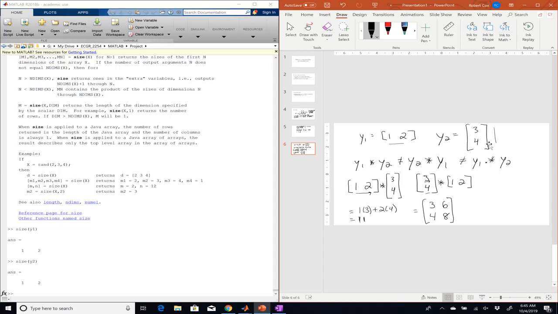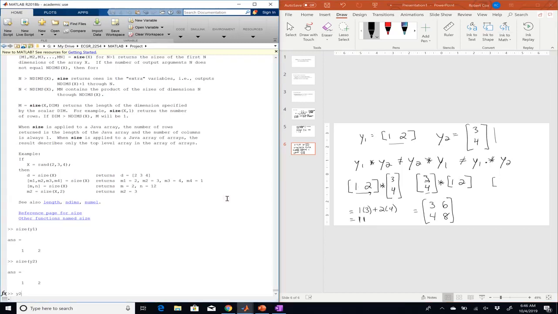All right? What you wanted to have happen was y1 dot star y2, which is to say that you would get a result that would allow you to have 3 and 8 as 2 entries. Okay, so we got to be really careful about what we're doing in each of these cases.